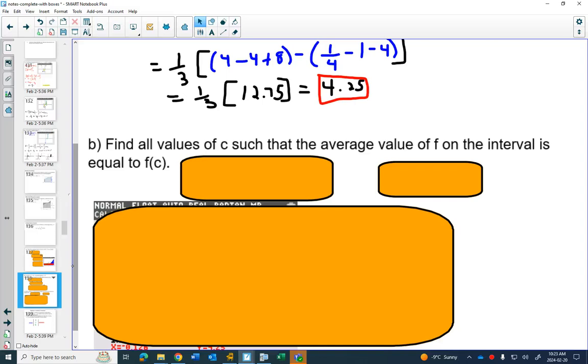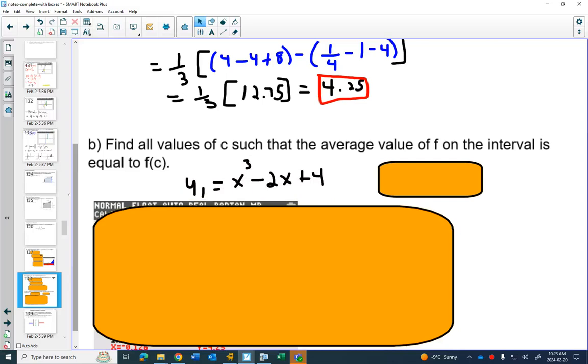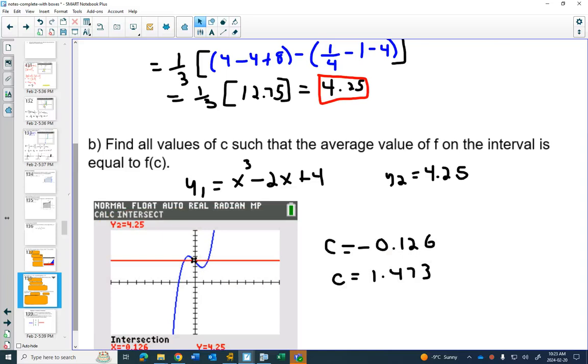Then part B, now we want to find all the places where that actually happens. And this is a calculator question, so what we can do is you can type in the original equation in your graph into y1 and just y2 equals 4.25. Very similar to what we did on the previous question to say the area. But when we look at the graph, it actually hits the graph 3 times.